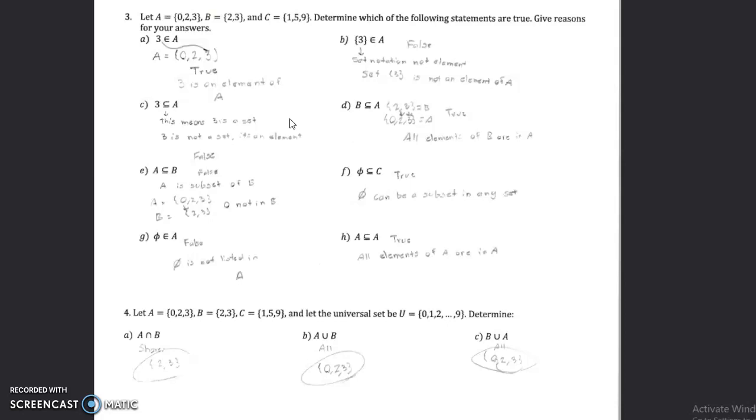Moving on to H, we have notation that A is a subset of A. This is basically just like a one-to-one type of thing. 1 is equal to 1. A is equal to A all the time. All elements of A are in A, so it's true.